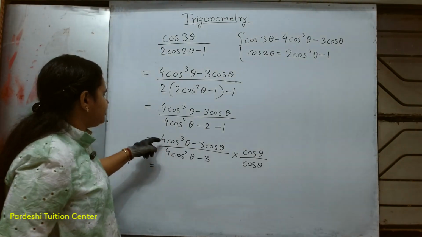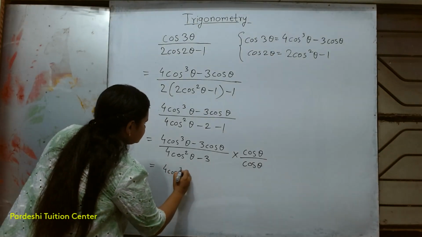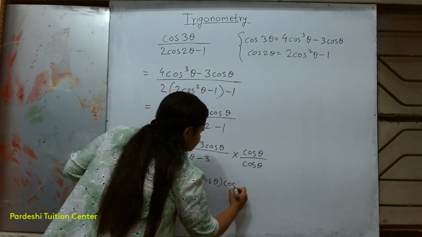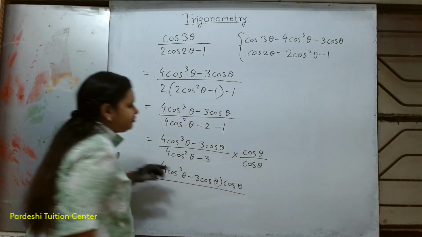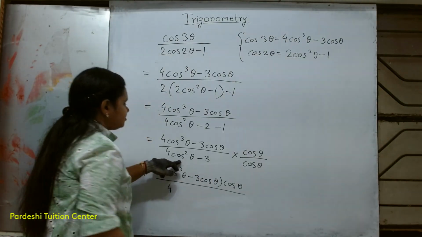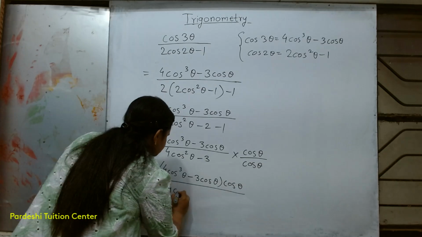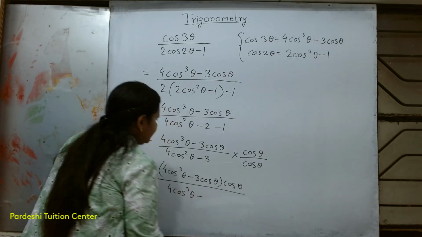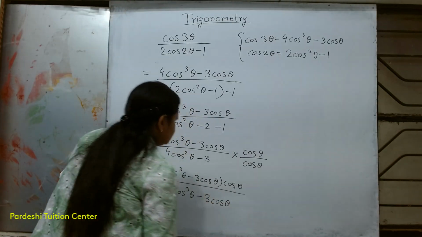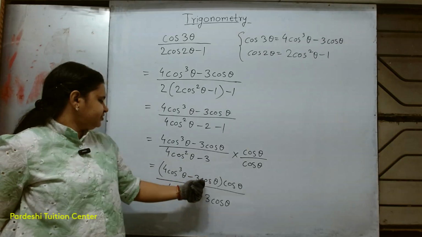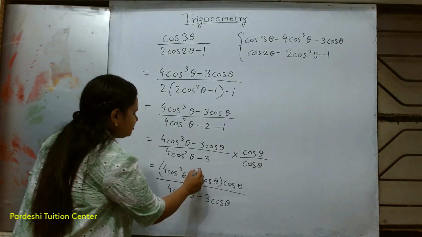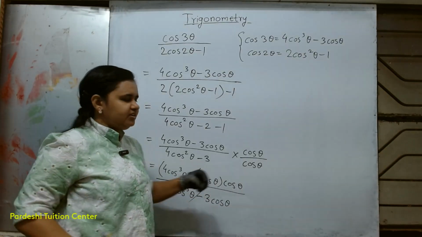Now, if I multiply, in numerator I am not multiplying, but in denominator I will multiply cos theta to this term. So it will be 4 cos square theta and cos theta will be cos cube theta minus 3 into cos theta is 3 cos theta. So 4 cos cube theta minus 3 cos theta upon 4 cos cube theta minus 3 cos theta will get cancel. Now what is remaining? Only cos theta.